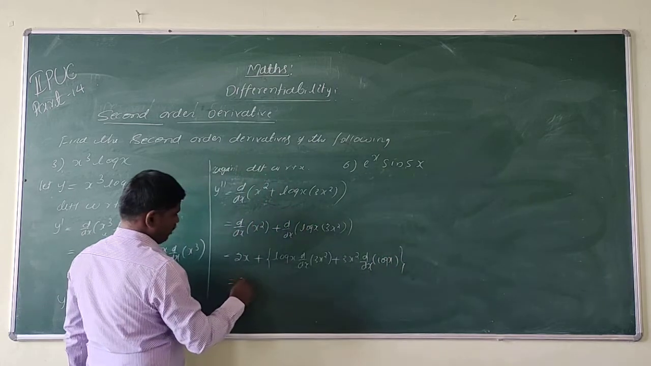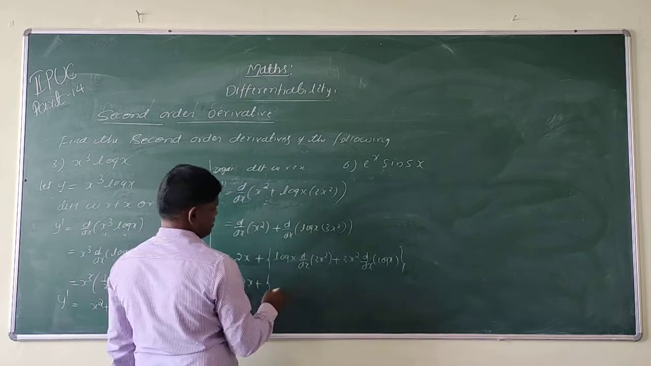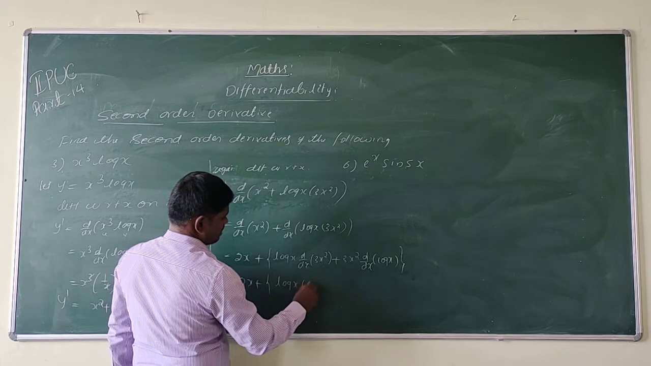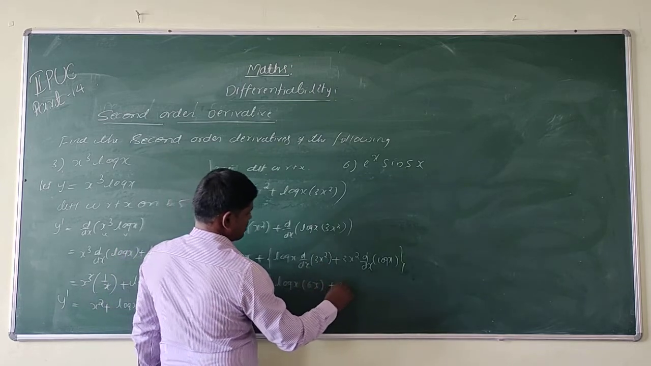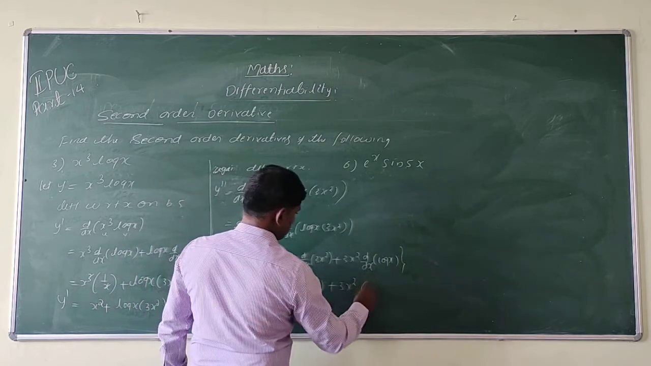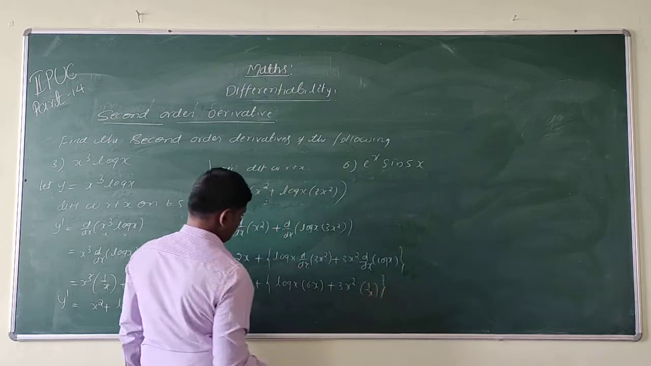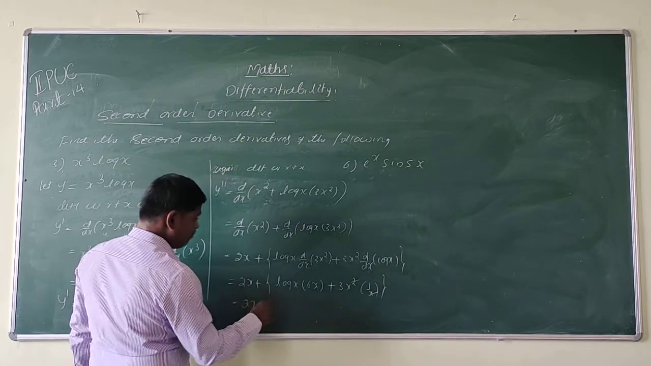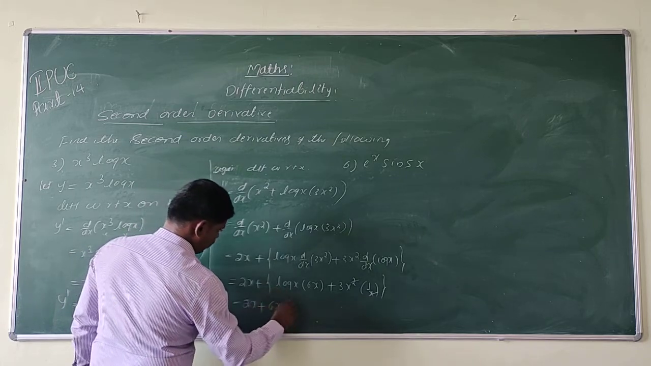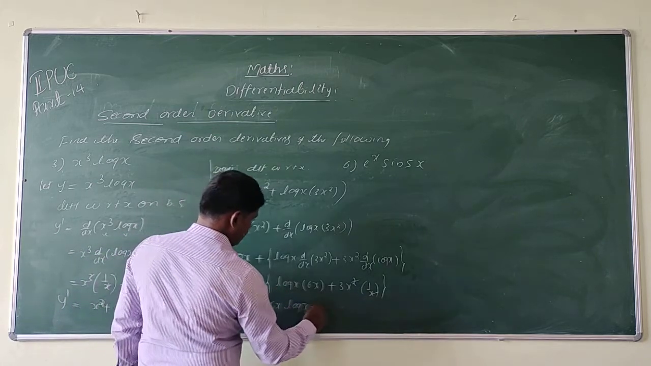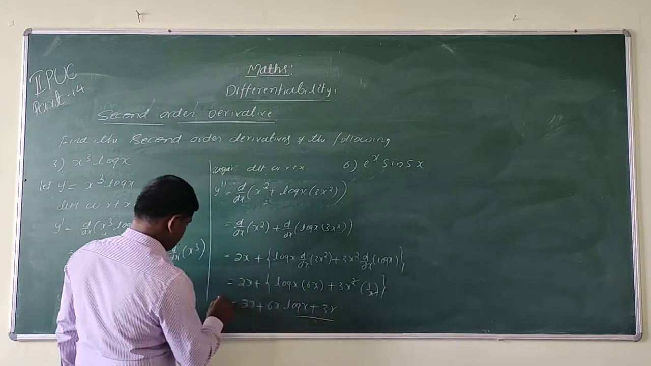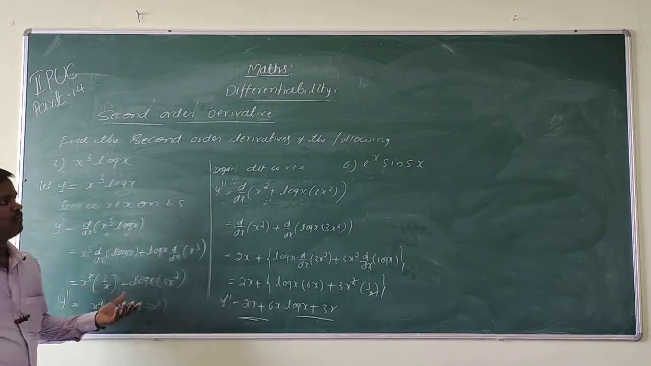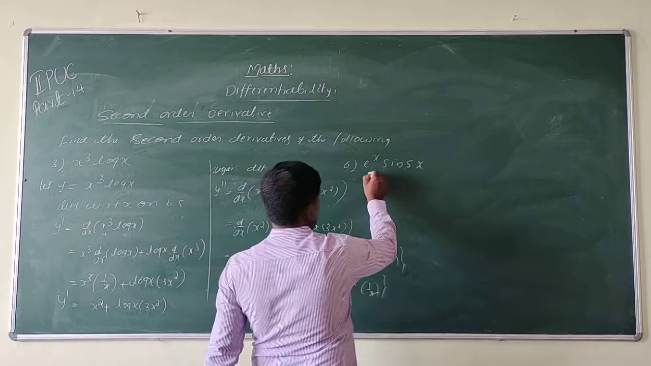That is 2x plus, so this one is log x into 6x plus 3x squared into this one is 1 by x. Okay. So x and x cancel, that is 2x plus 6x into log x plus 3x. So this is the second order derivative of the given function. Okay. Similarly, we can do this one. Okay, write down.